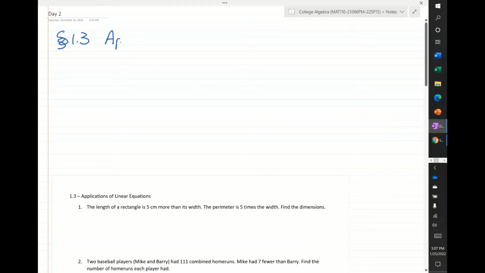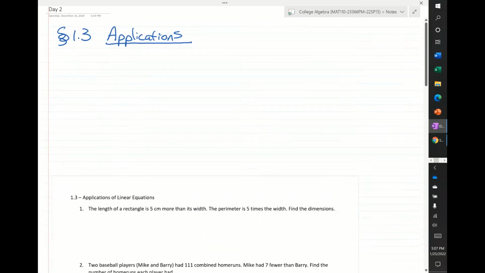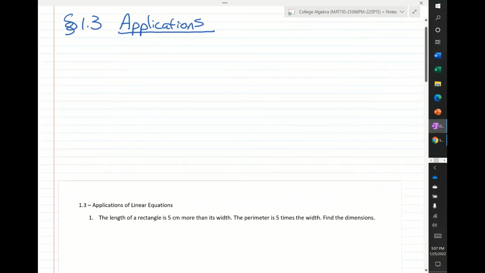And the main idea today is we'll be dealing with applications. And to get started, we have to be able to convert English to math. That's going to be the first hurdle that we will tackle today.